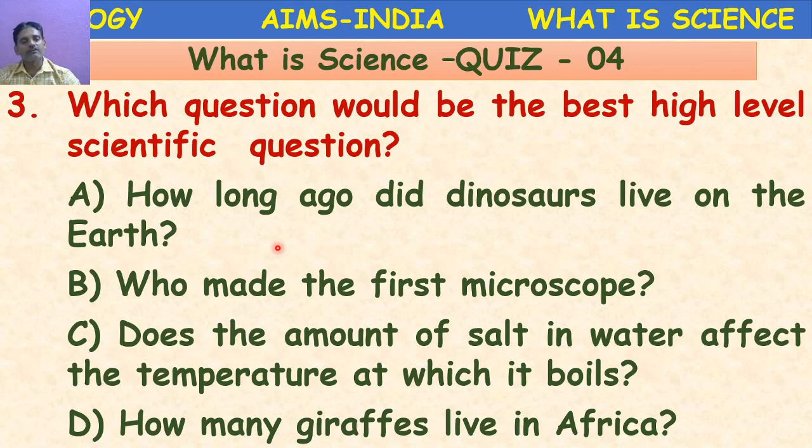And the third question, does the amount of salt in water affect the temperature at which it boils? Unless you do the experiment, you cannot predict or say the answer for this question. And the last question, how many giraffes live in Africa? This you can also predict. So the remaining three questions you can predict, A, B and D. But for C you need to experiment. So here the answer is C.